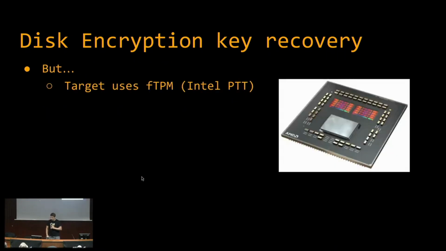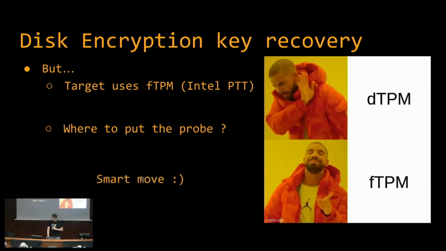However, on my setup, the TPM is quite different. It is not sitting separately like this, which is called discrete TPM, but in fact it's incorporated inside the CPU. On Intel, it is called Platform Trust Technology, sorry, and on AMD it's called fTPM. So at this point, I was quite fed up. Where can I put my probe, because I cannot recover the signal easily.